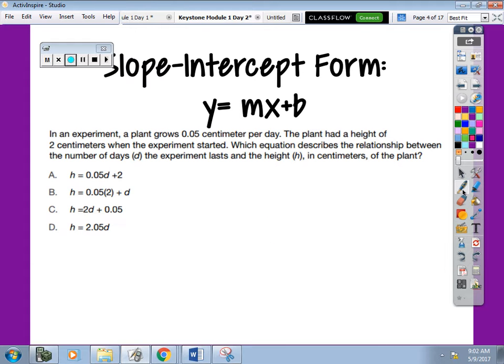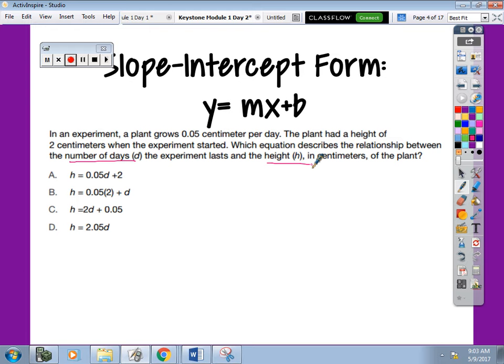Slope-intercept form. So interpreting an equation or matching an equation with a word description. So in an experiment, a plant grows 0.05 centimeters per day. The plant had a height of 2 centimeters when the experiment started. Which equation describes the relationship? So take a look over our answer choices. Notice also how they defined the variable. D is the number of days. H is the height in centimeters. Which one would we pick as an equation that matches up with the word description?